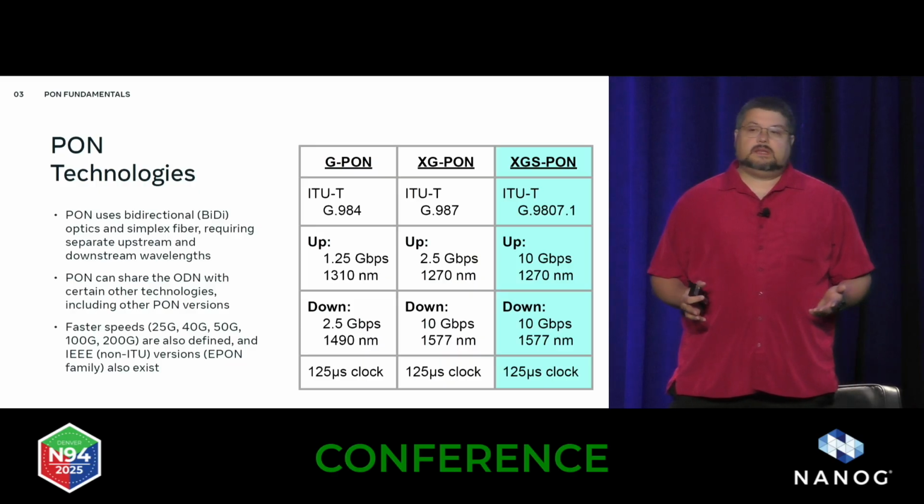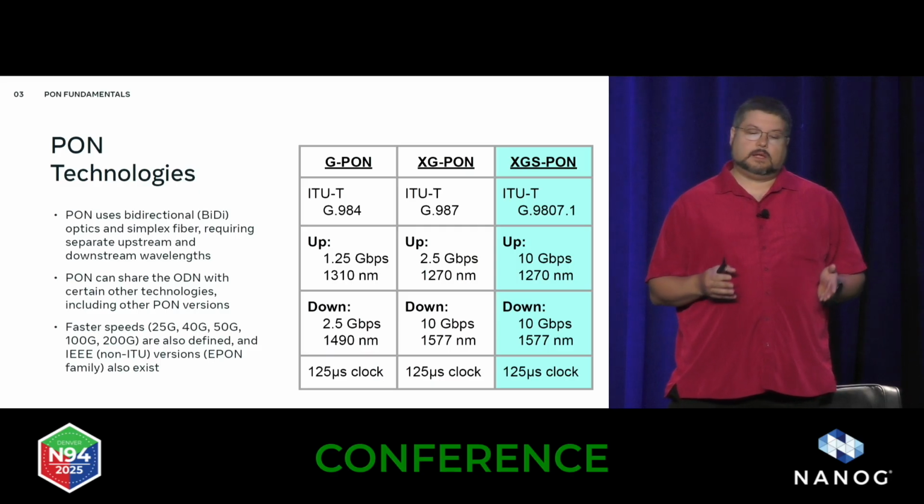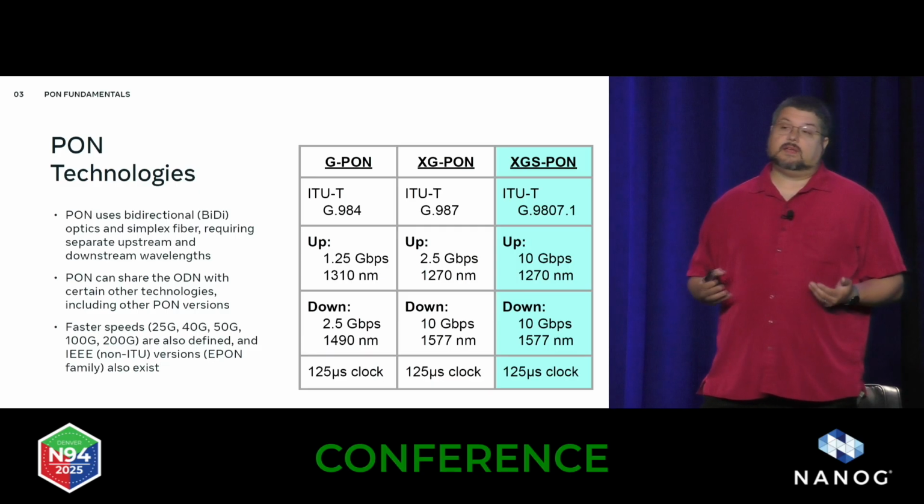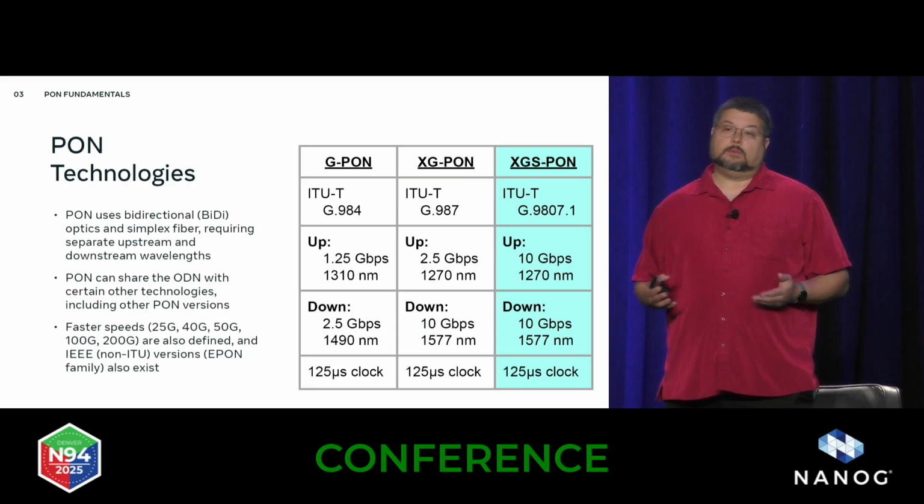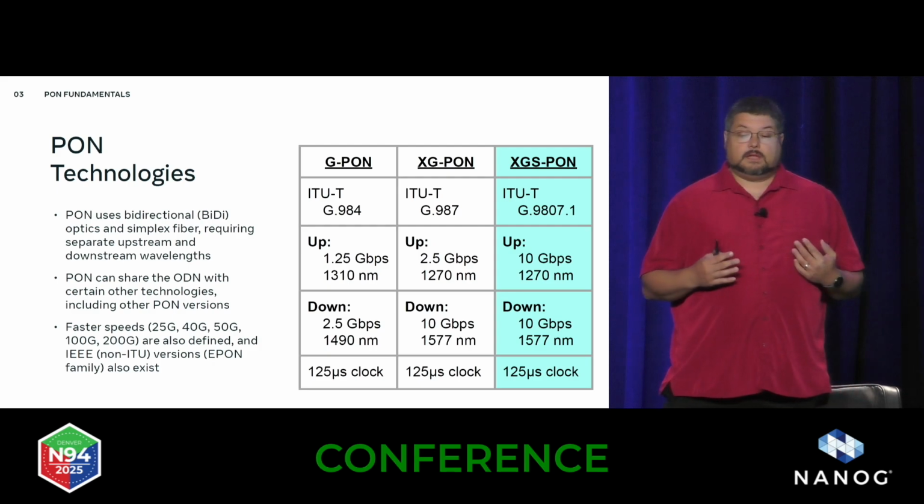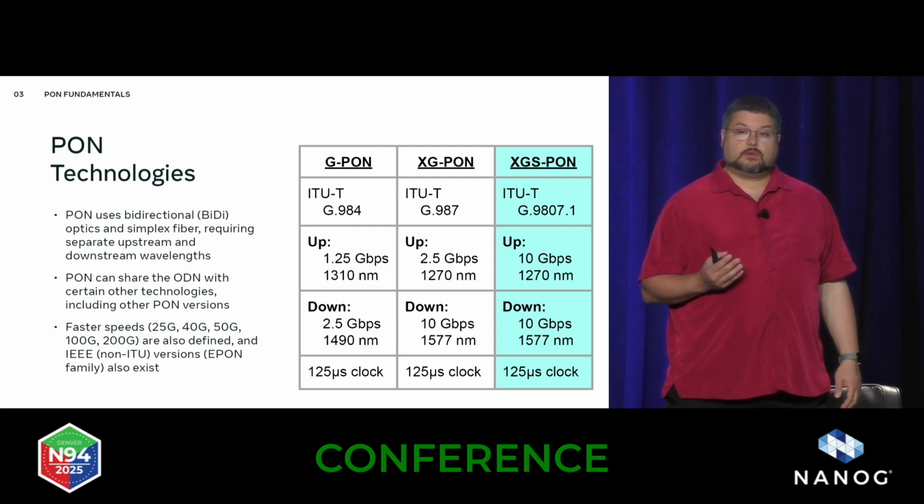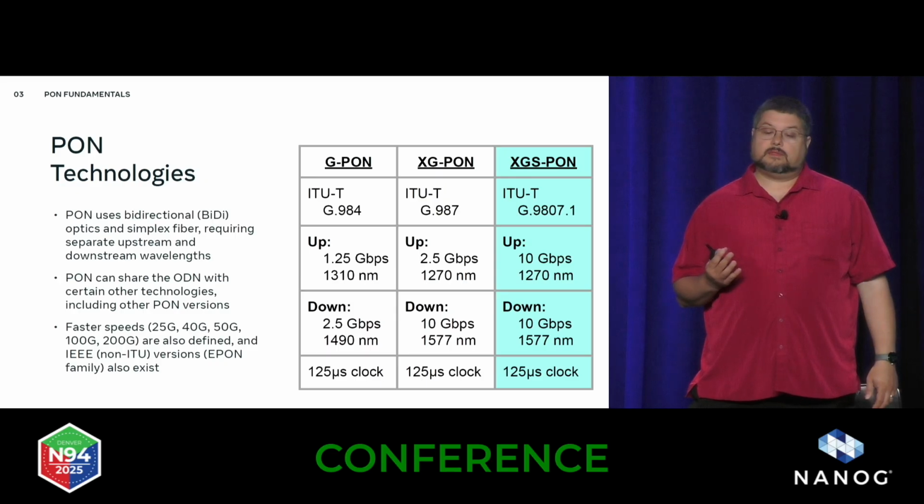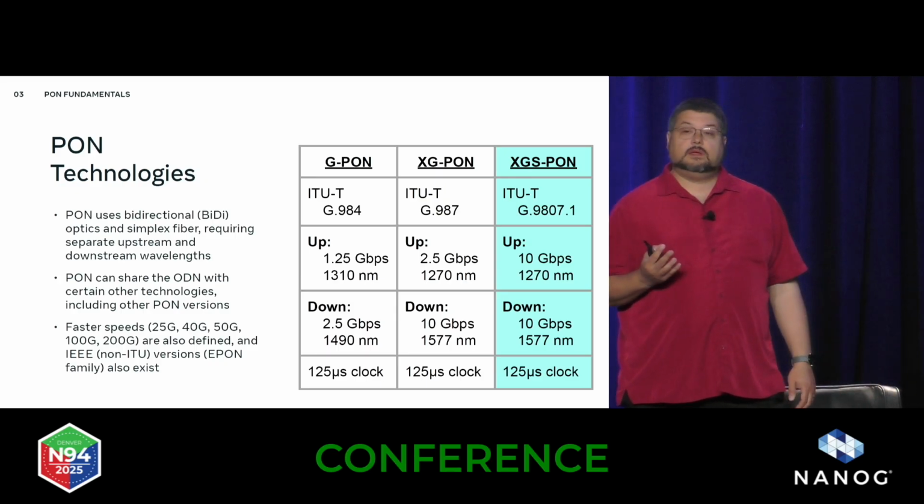They're somewhat competing standards, although both ITU and IEEE generally have standards for PON speeds at equivalent points, and in fact, a lot of equipment can be operated in both GPON or EPON mode, depending on the device. In our case, we use XGS-PON, which operates at 1270 nanometer wavelength up and 1577 downstream.